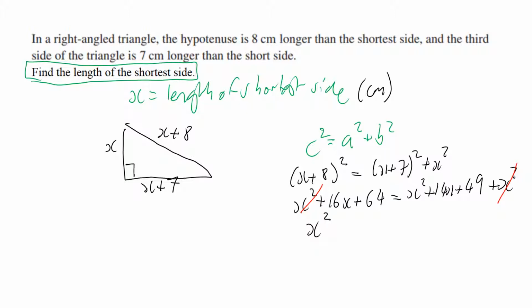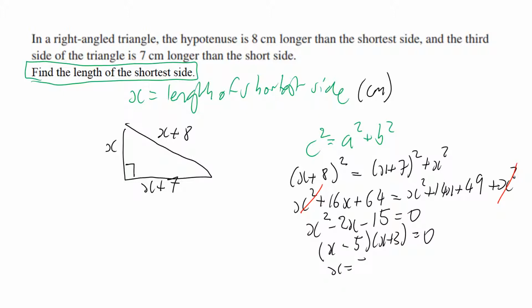So we've got x squared, we've got 14x take away 16x leaving us with negative 2x, and then we've got 49 take away 64 leaving us with negative 15 equals 0. So 15 plus 49 is 64. This looks like a nice easy monic equation to solve. Factors of 15, 5 and 3, negative 5, positive 3, leading to my two values of x.